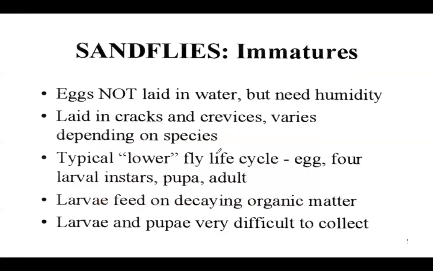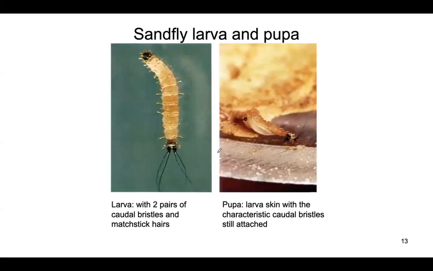So the immature sandflies, the eggs are not laid in water, but they need humidity. They usually lay the eggs in cracks and crevices, and it varies depending on species. Typically, the sandfly life cycle includes the egg, four larva instars, pupa, and adults. You'll see that in a moment. Larvae feed on decaying organic matter, and larvae and pupa are very difficult to collect because of the way they are and the places they usually develop.